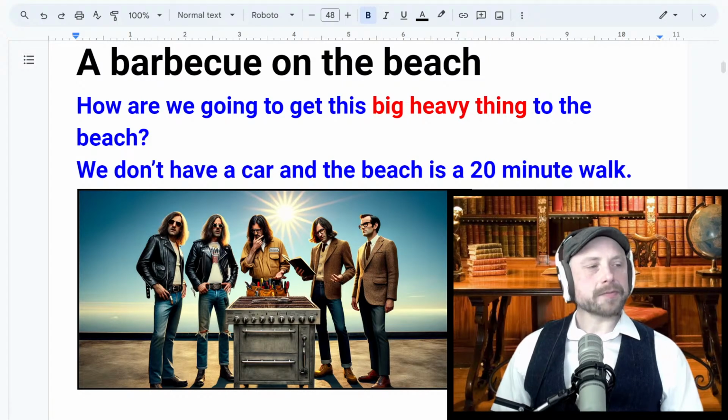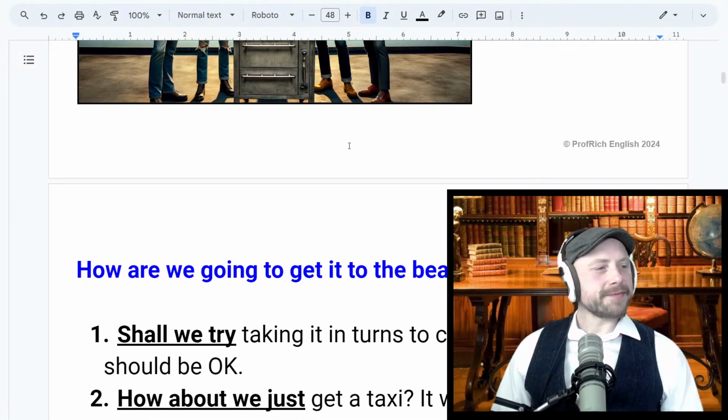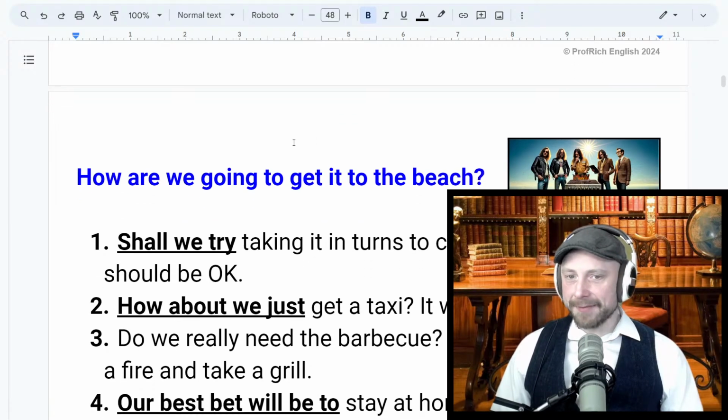They said, should we try taking it in turns to carry it? Between us, it should be okay. And they said, how about we just get a taxi? It won't cost much. And they said, do we really need the barbecue? We could just make a fire and take a grill. And they said, our best bet will be to stay at home. We can have a barbecue in the garden instead.